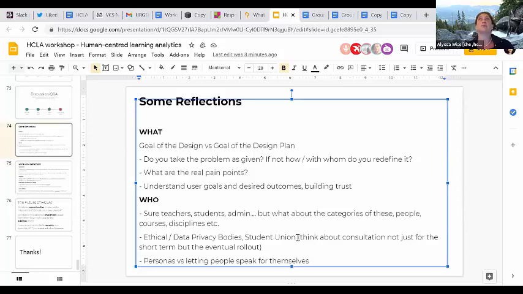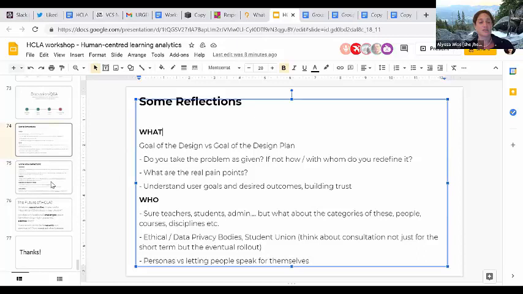And then the last point here was a really interesting tension one group brought up. We think of personas as a great way to be really user-centered. We're going to build personas based on people. But one group pointed out that personas might be an oversimplified way we see people versus letting them speak for themselves. I thought that was an interesting tension to highlight.